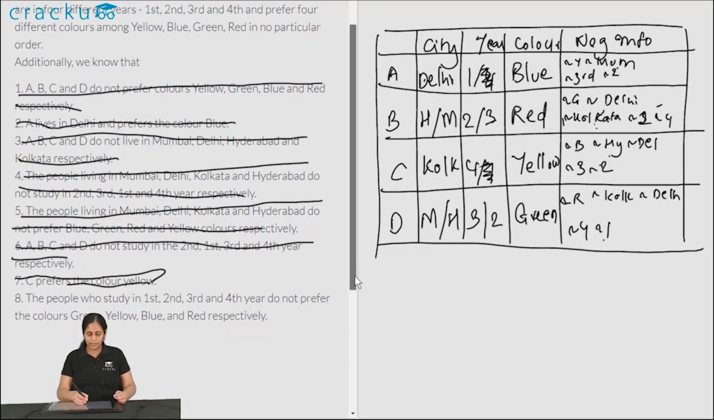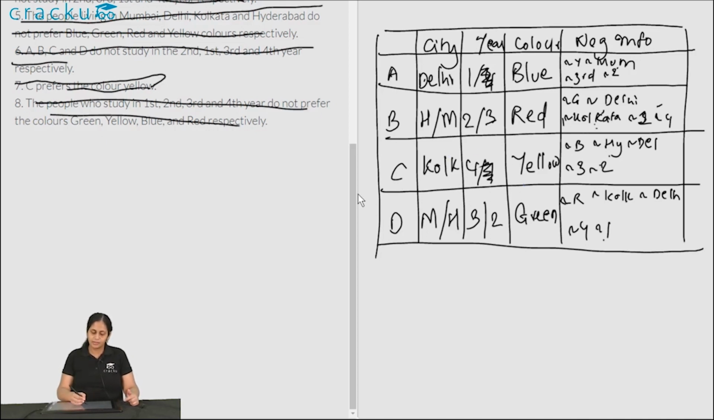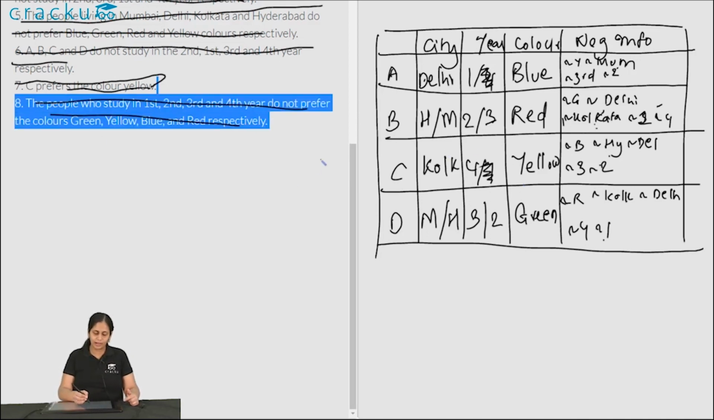The last one is the people who study in first, second, third, fourth year do not prefer the colors. So first does not prefer green, which is fine. Second does not prefer yellow, which again is fine. Third does not prefer blue, which is again fine. Fourth does not prefer red, so that is also fine. So this also does not add to any information I have. So I have used up all the clues, and this is as far as I have gotten.